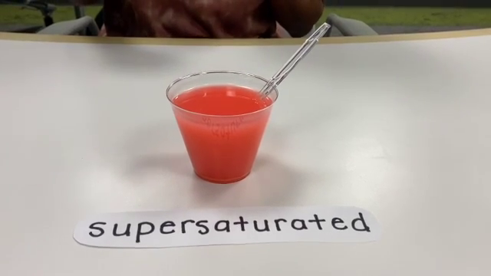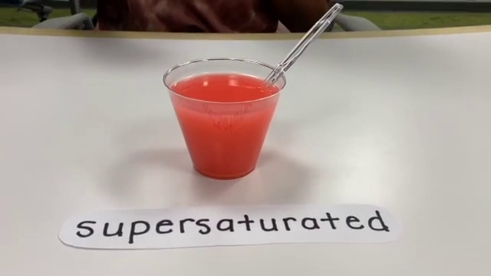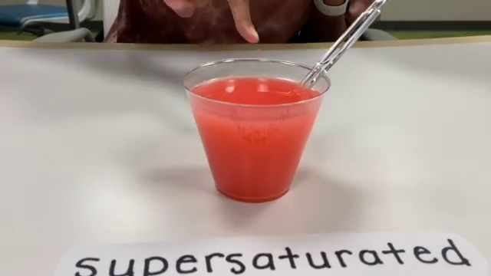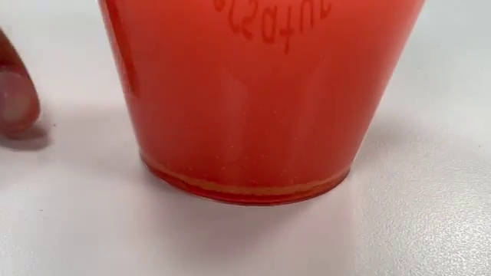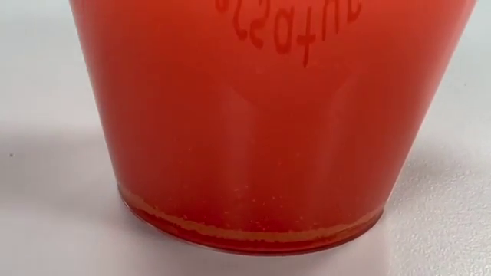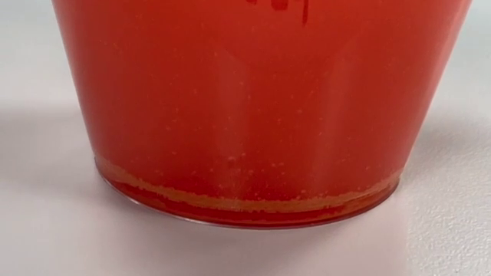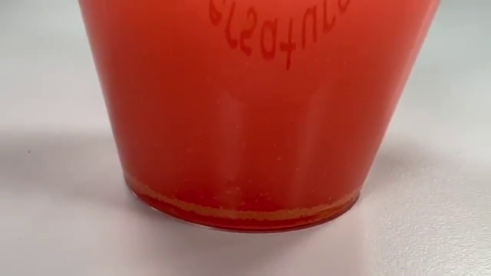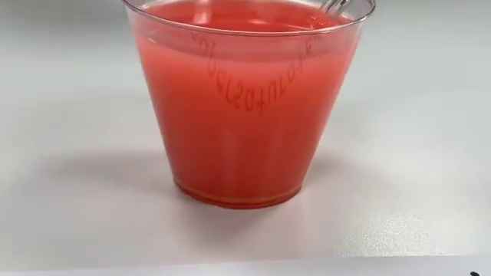So I went ahead and added a few more packets of drink mix to the solution. And as we can see, if we zoom in, you can see crystals at the bottom, or the drink mix that didn't mix because it passed the saturation point. So this would represent a supersaturated solution.